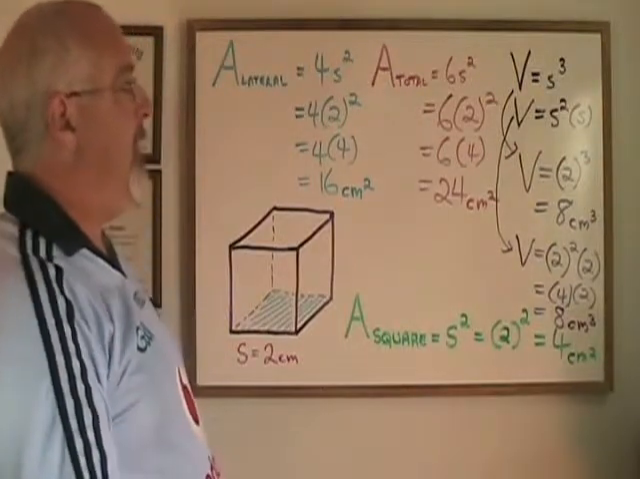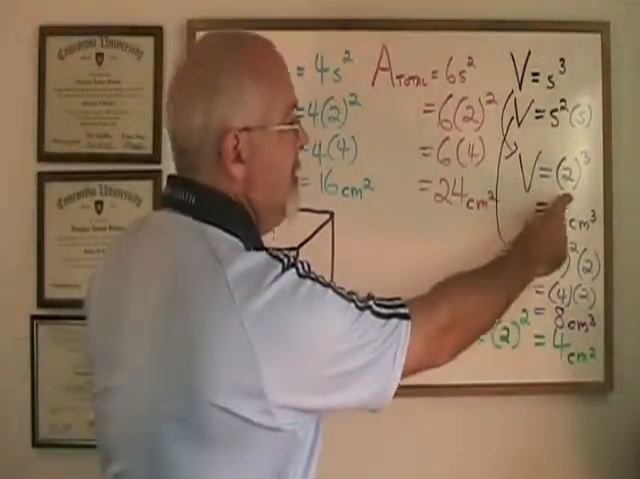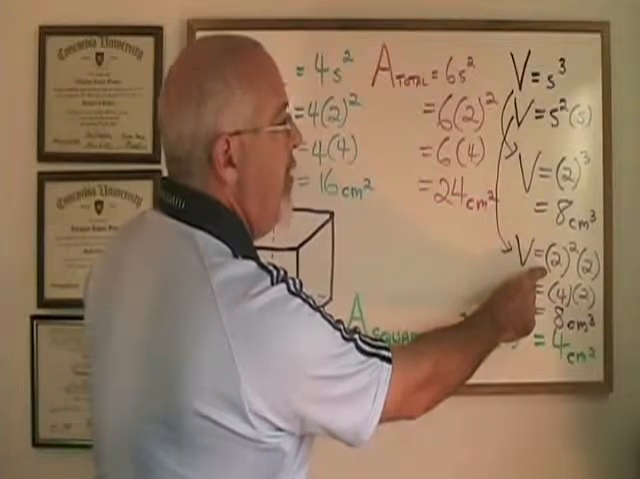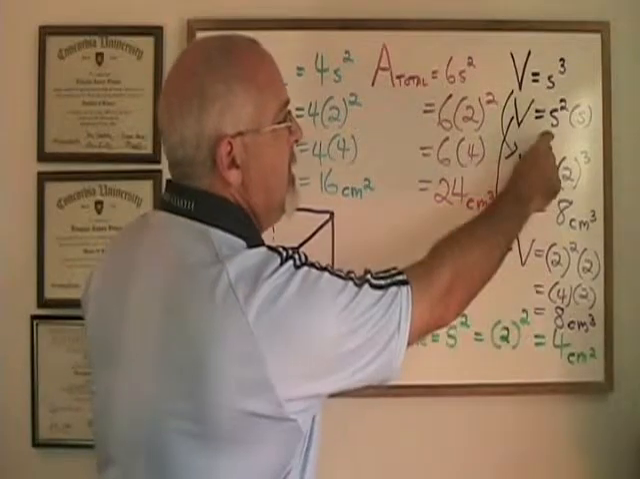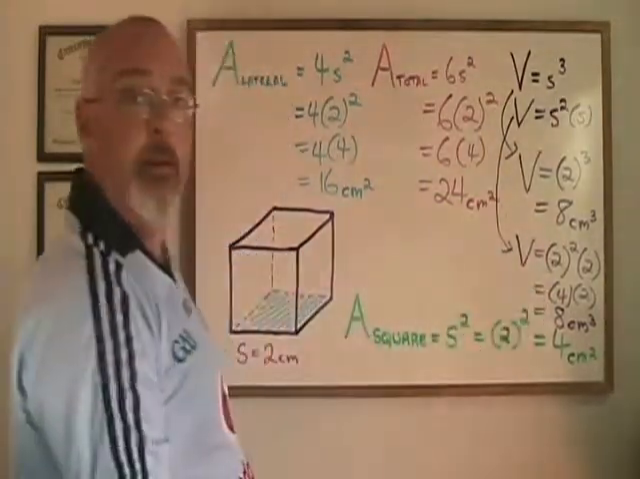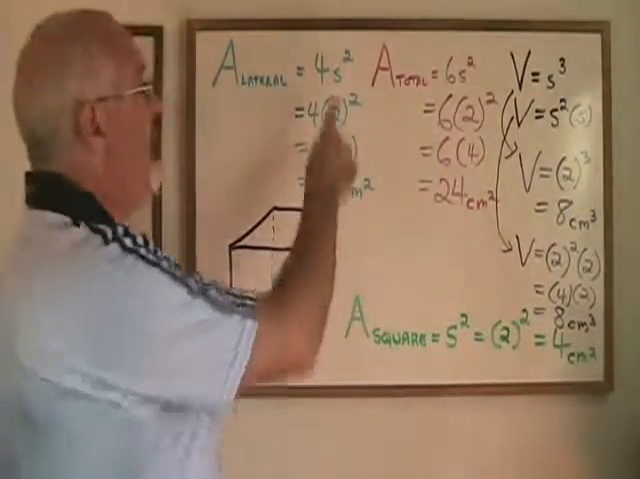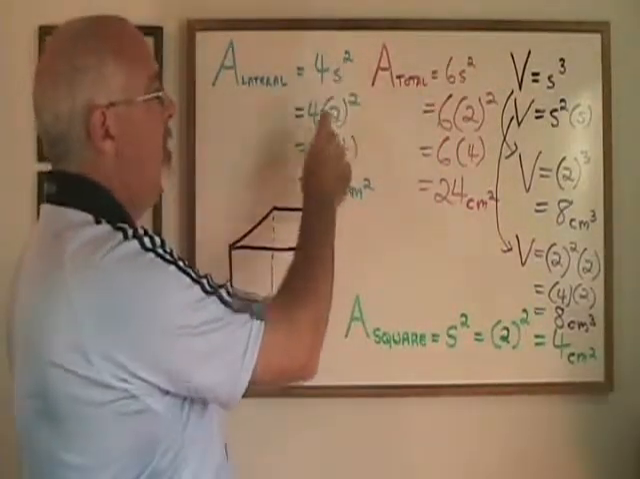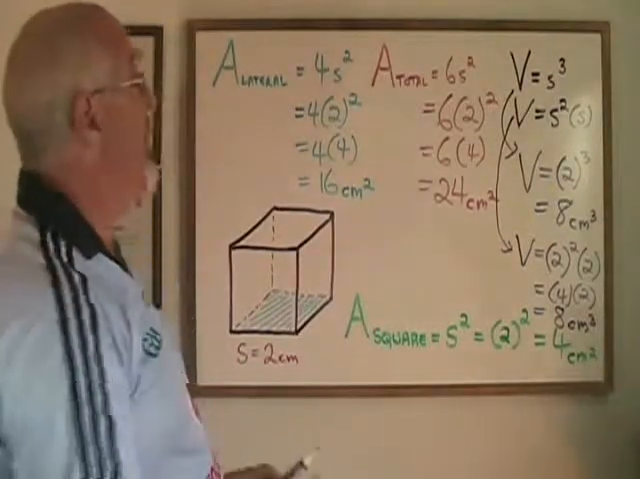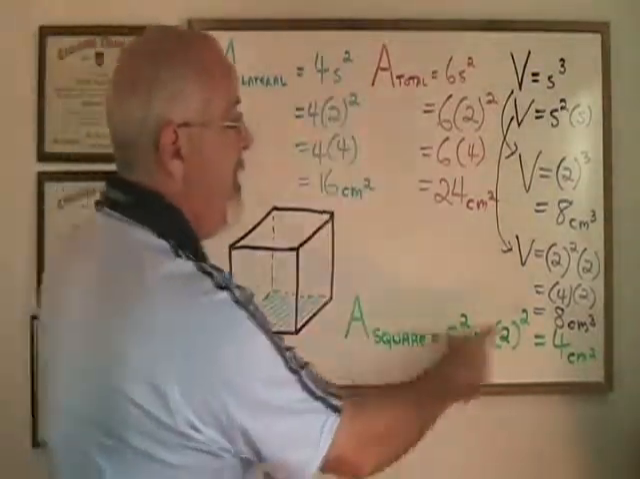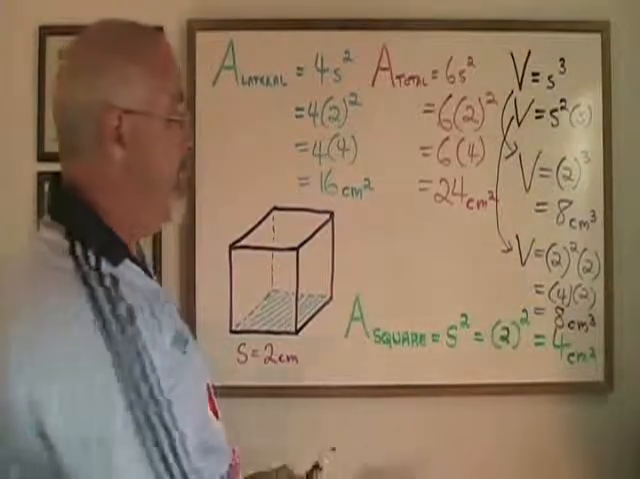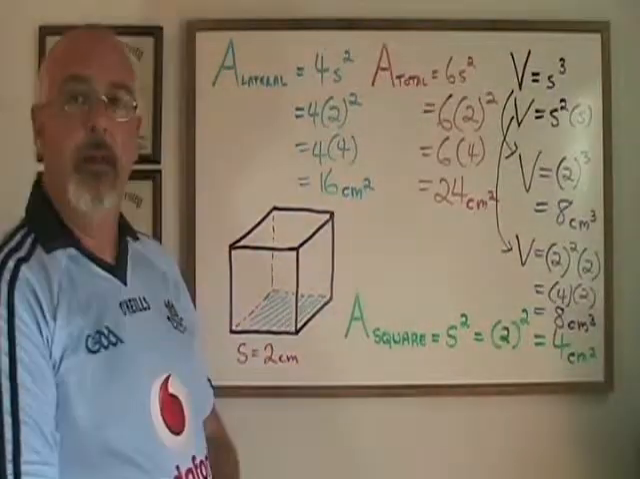So we can see that in each case, I'm replacing s squared with 2 squared. In each case, I can replace s squared with 4 because I know that's what 2 squared is equal to.